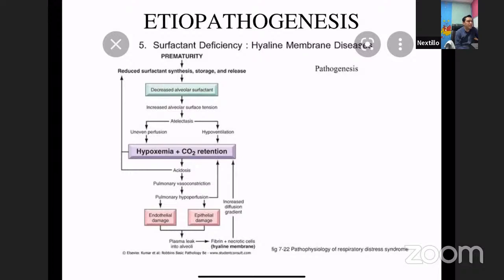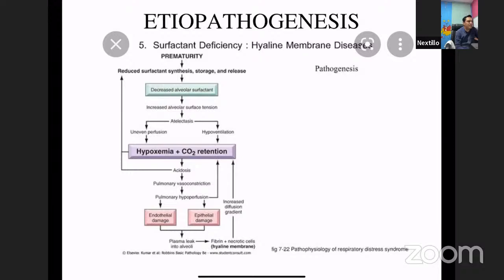Hypoxemia and hypercarbia further lead to acidosis. Acidosis further leads to pulmonary vasoconstriction and pulmonary hypoperfusion. This is very important. This chart is very important because sometimes it can be asked in MCQs. All these are the pathogenic factors for surfactant deficiency or the hyaline membrane disease.